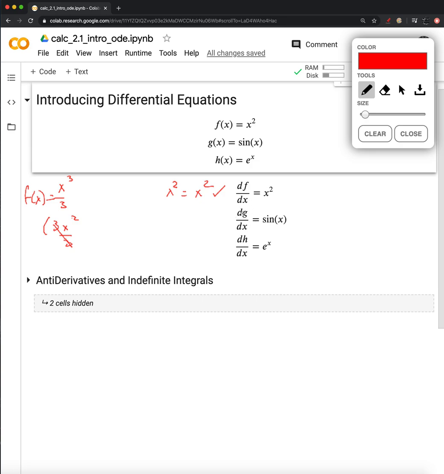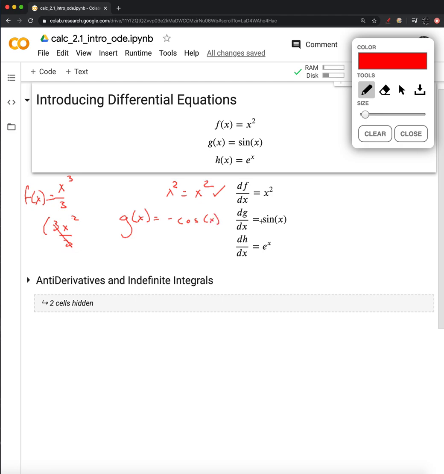Same thing with this function, g of x. Instead of a function defined as the sine, we want some function whose derivative is the sine. And if we think about whose derivative would be sine, well, the cosine's derivative is negative sine, so we would look for g of x equals something like negative cosine of x.